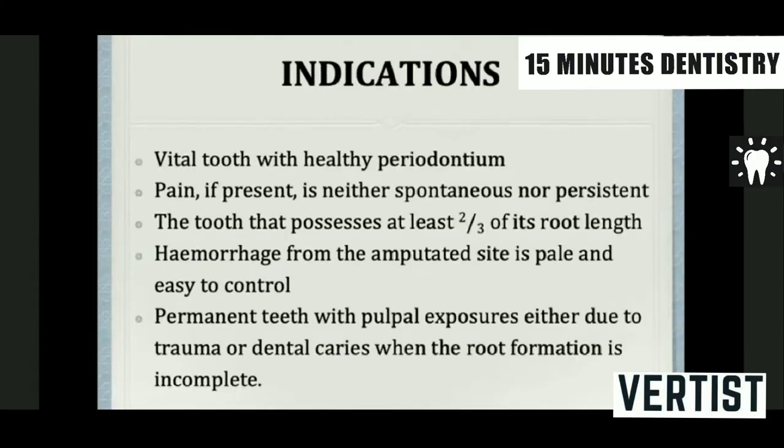So, what are the indications? Vital tooth with healthy periodontium. Pain, if present, is neither spontaneous nor persistent. These are the things which tell us about the reversibility of the condition. If there is spontaneous or persistent pain, then it points to irreversibility of the condition. The tooth possesses at least 2/3 of the root length. The hemorrhage from the amputated site is pale and easy to control. Also, permanent teeth with pulpal exposures, either due to trauma or dental caries, when the root formation is incomplete. That is related to the immature permanent teeth.